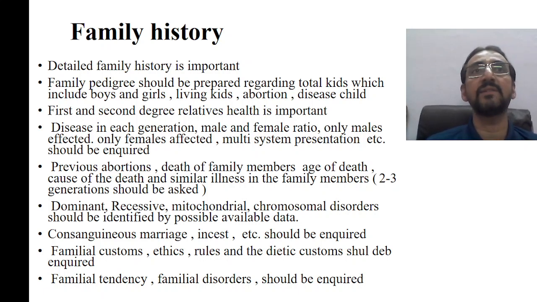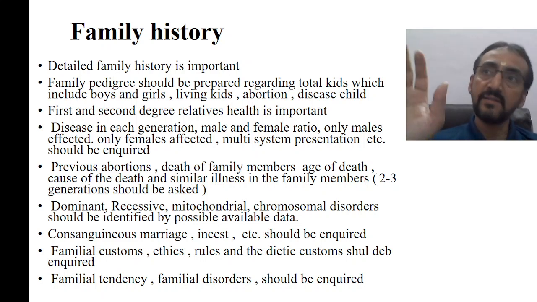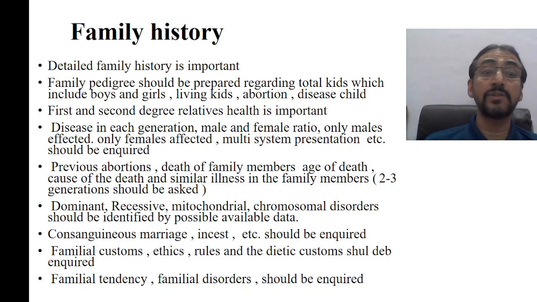Usually multi-system presentation will be seen in autosomal dominant disorders. Okay, and usually in the recessive disorders we will have functional problems, like metabolism and all those things. Okay, so that has to be inquired, suppose if somebody is suffering. Now history of previous abortions and death of family members and the age at which the death occurred. Okay, and again the cause of the death and similar illness in other family members, like 2 to 3 generations, has to be asked. Again, the dominant, recessive, mitochondrial, and chromosomal disorders should also be identified with the possible available data.